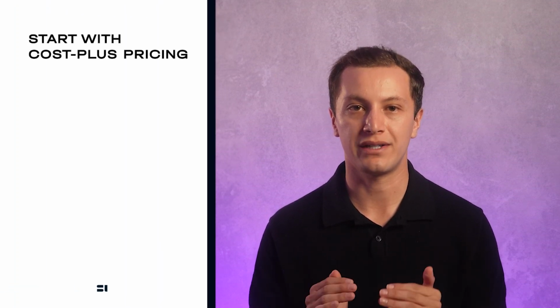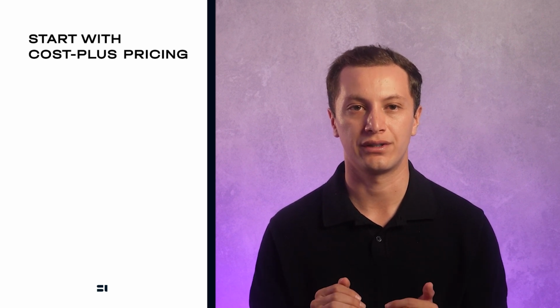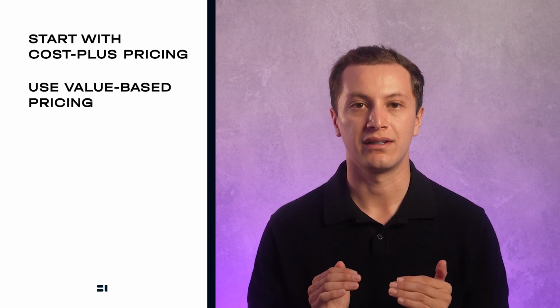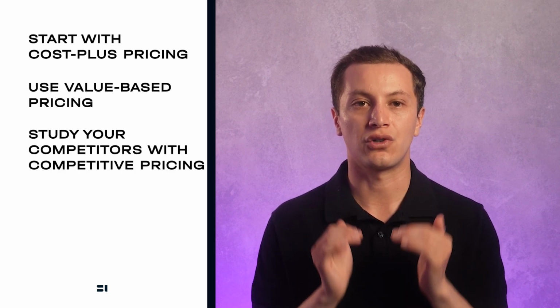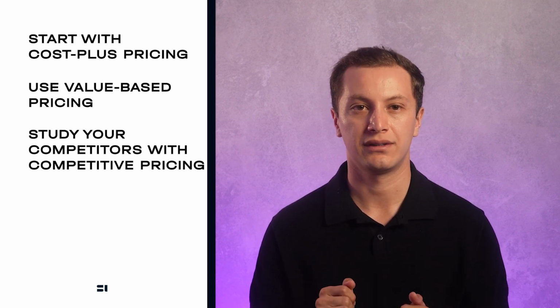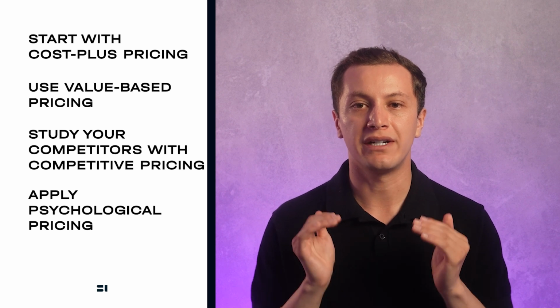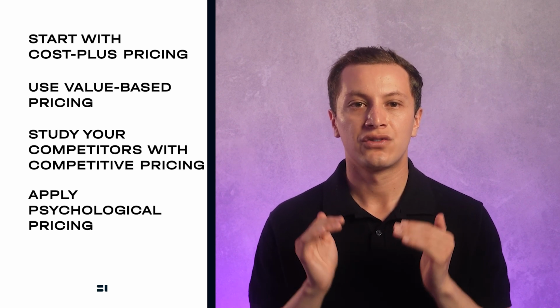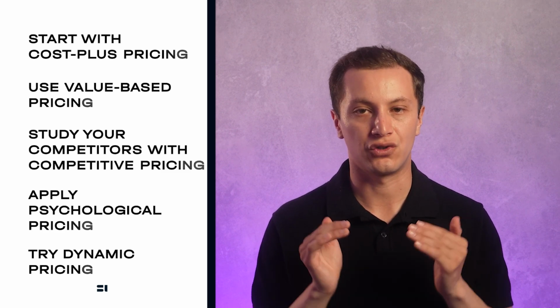So let's quickly recap the five smart pricing strategies we covered today. Start with cost-plus pricing to make sure you're covering all your costs and building in profit from the start. Use value-based pricing to charge based on the results you're delivering, not just the effort. Study your competitors with competitive pricing and position yourself smartly in the market. Apply psychological pricing to make your price feel better and increase conversion. Try dynamic pricing, especially if your market is seasonal, fast-moving, or trend-driven.